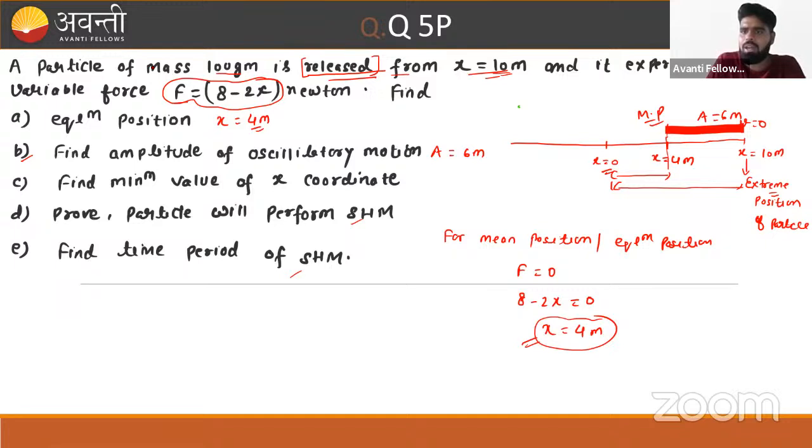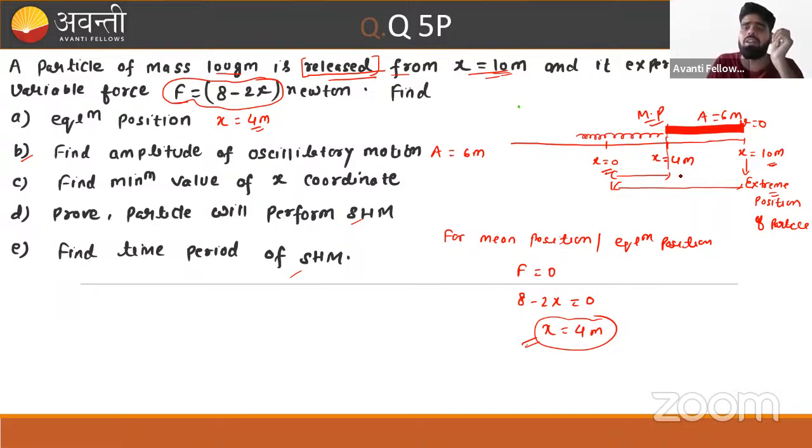Again, tell me one thing, beta. If the particle is moving in the rightward direction at x equal to 10 meter, then the particle also moves in the backward direction from the mean position, with the same amplitude, 6 meter. So if the particle is moving in this direction, where will be the left extreme position?